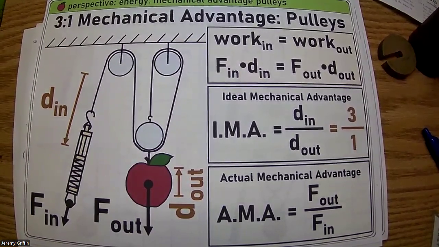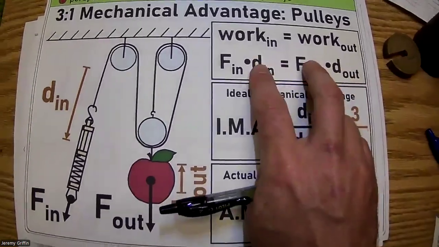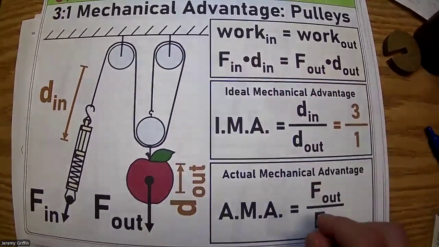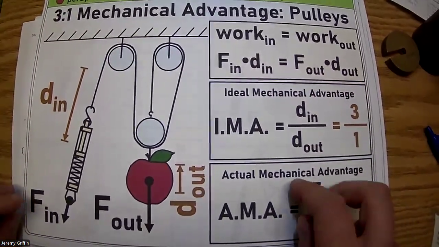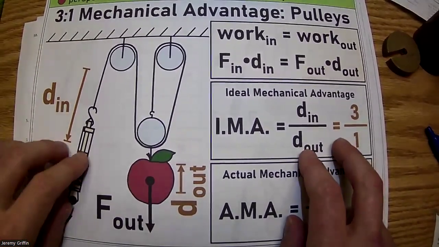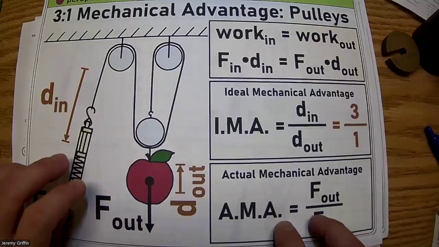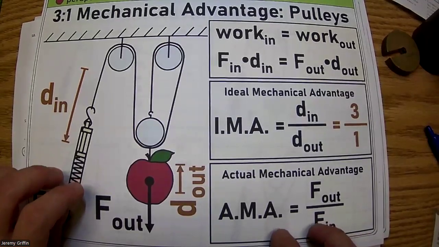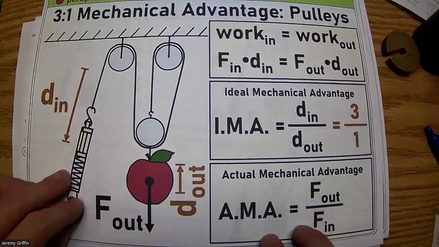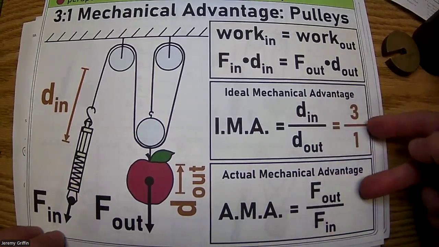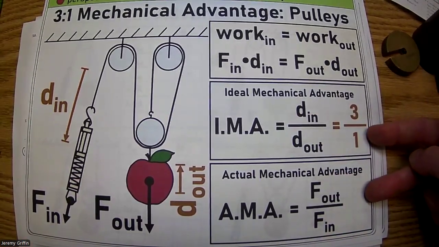All right, so what is mechanical advantage? There are a couple of perspectives. It could be a ratio of distances moved. That's called ideal mechanical advantage. Or if you take the ratio of the forces, that's called actual mechanical advantage. Now, really, these two should be almost the same as each other, but maybe slightly different.